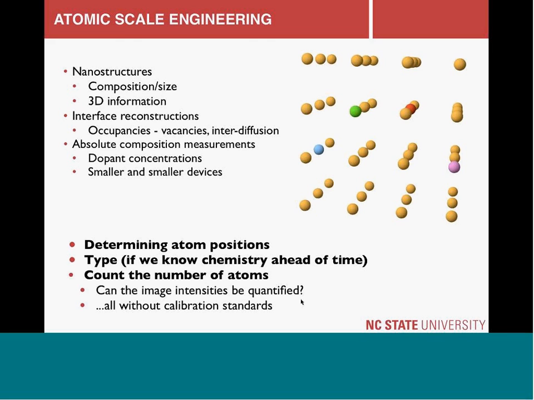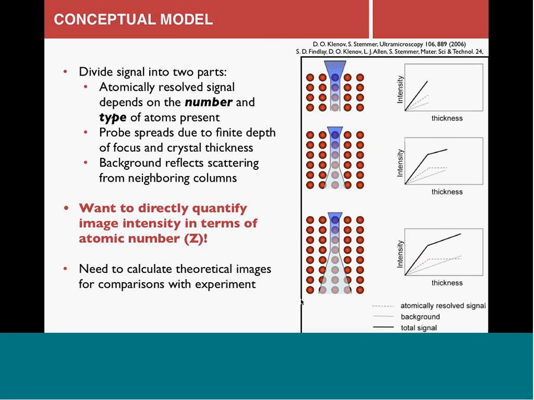So I've already shown you that we can determine the atom positions, and at least to some degree determine type if we know the chemistry beforehand, right? As we have with strontium titanate. We can also count the number of atoms, and this is something that I was involved with quite a bit in developing. The question is, can image intensities be quantified directly from theory, and does that mean we can actually count the number of atoms in the sample from our STEM images by using theory? So I'll just talk about this.